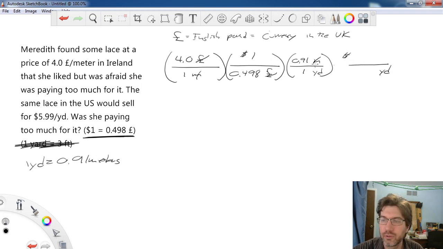Go ahead and multiply your numerators. Go ahead and multiply your denominators. Four times 0.91 is giving me a 3.64.